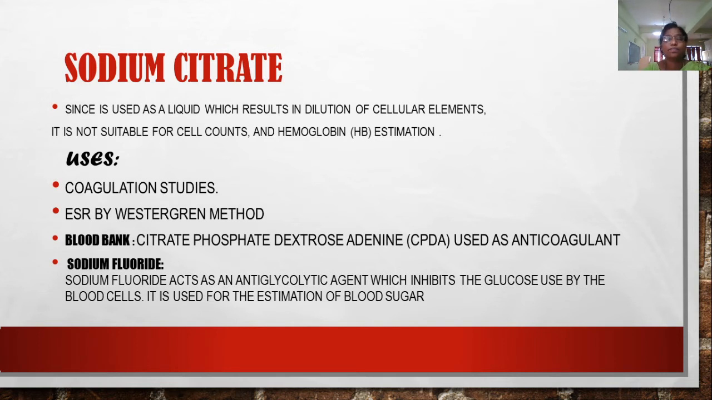Sodium citrate is an anticoagulant, but we do not use it for cell counts and hemoglobin estimation. What are the uses of sodium citrate? Coagulation studies, ESR estimation, and in blood banks we use citrate phosphate dextrose adenine, CPDA, as anticoagulant. Then another anticoagulant is sodium fluoride.